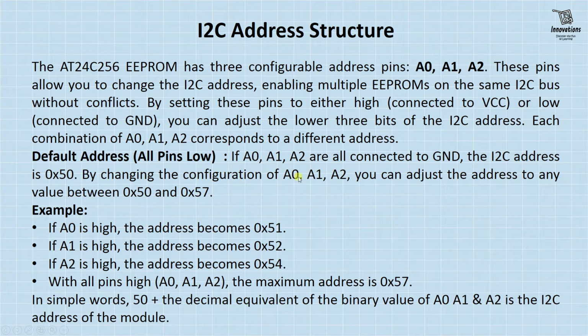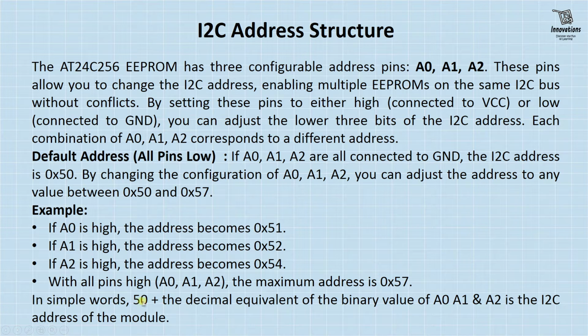By changing the configuration of A0, A1 and A2, you can adjust the address to any value between 0x50 and 0x57. For example, if A0 is high, the address becomes 0x51. If A1 is high, the address becomes 0x52. If A2 is high, the address becomes 0x54. With all the pins high, A0, A1 and A2, the maximum address is 0x57.